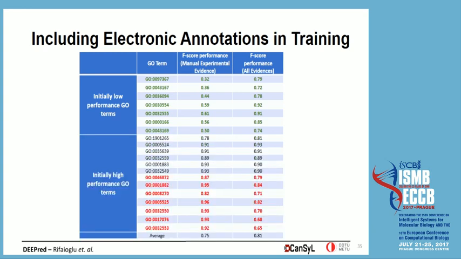And then we applied the same experiment for initially high-performed Go terms. For high-performed Go terms, in about half of the cases, we observed performance decrease. Here, red lines represent Go terms whose performances were decreased. For the others in the middle, we did not observe a high performance increase or decrease.